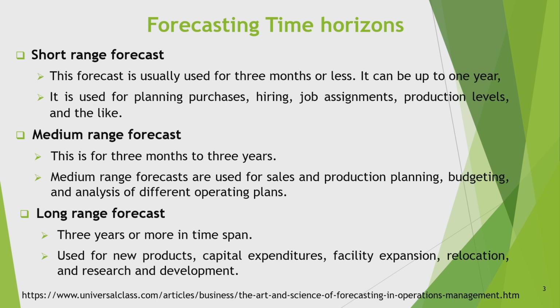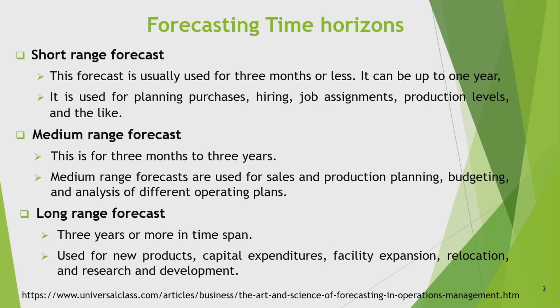One is the short range forecast. This forecast is usually used for 3 months or less. It can be up to 1 year. So it is used for planning purchases, hiring, job assignment, production levels and things like that. So you can decide what I have to purchase next month, how many people I have to hire within 3 months, like that. Then medium range forecast, this is for 3 months to 3 years.